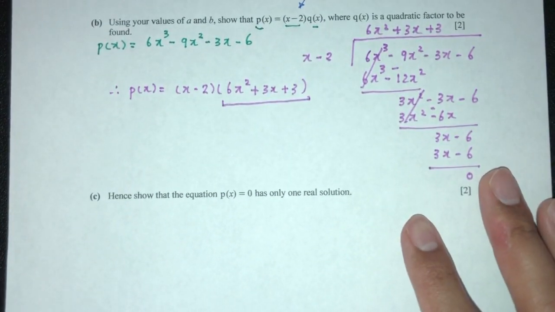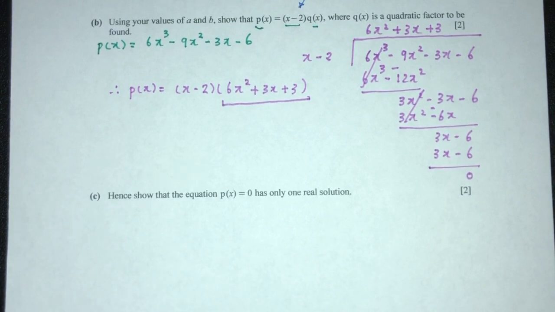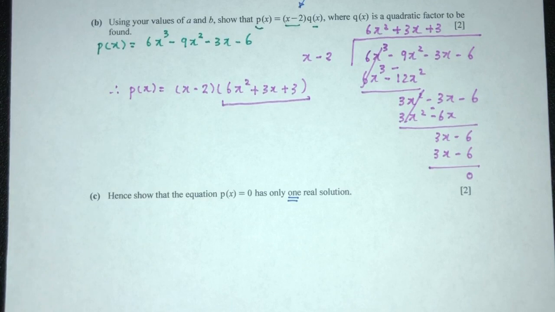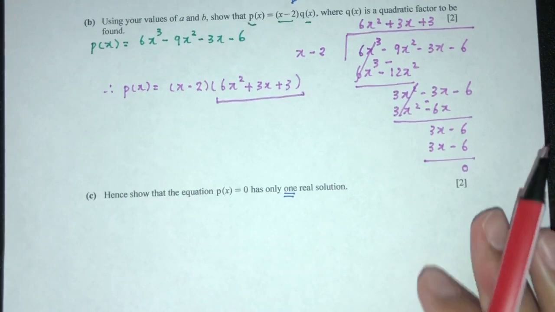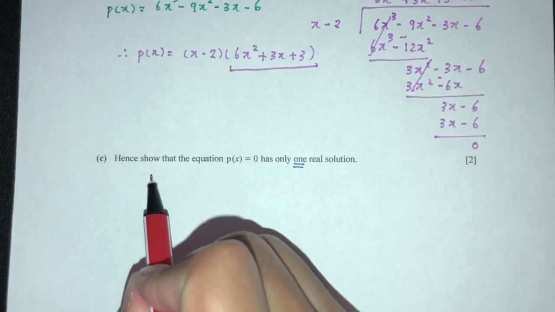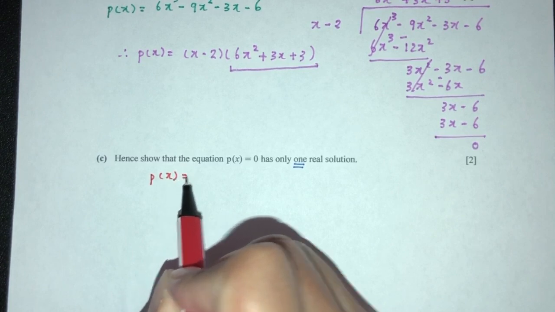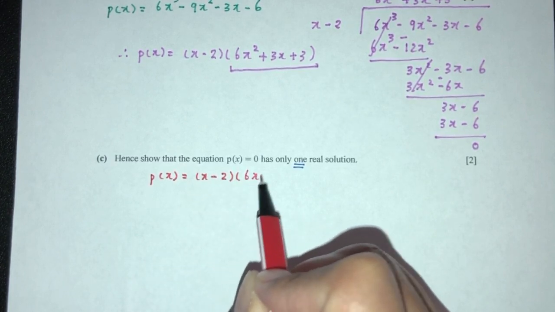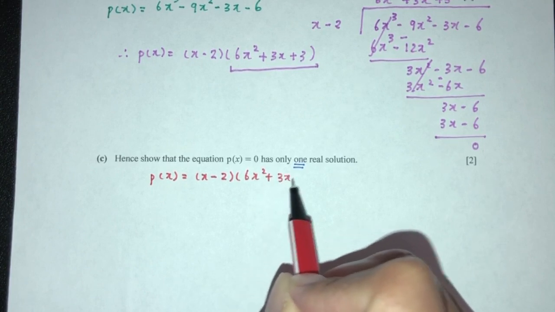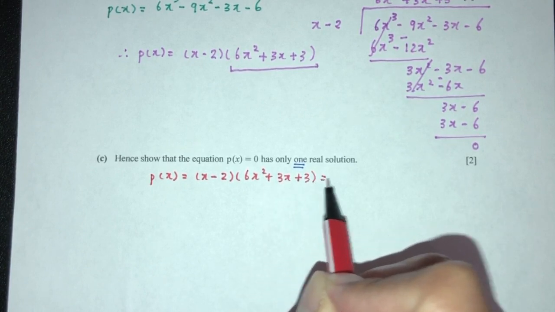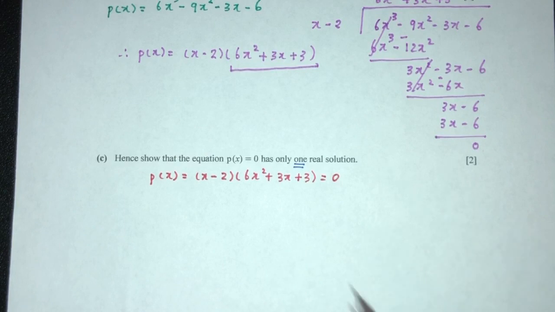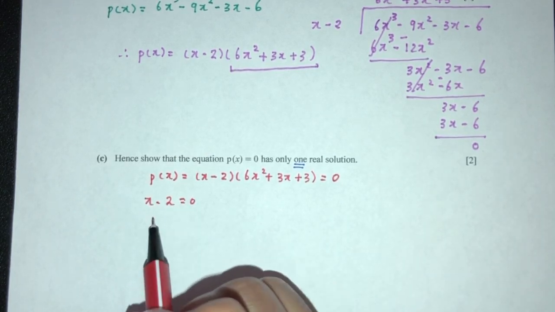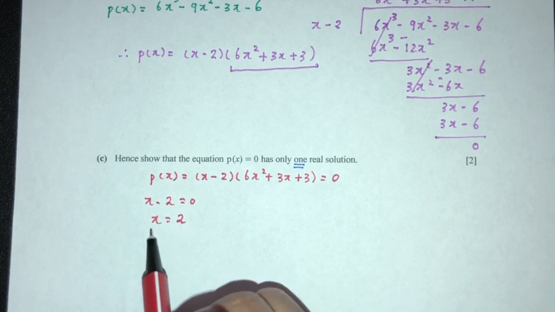Now for part C, we have to show the equation has only one real root. Okay, so let's show that. So this is the equation right now we have, which is p of x is x minus 2 times 6x squared plus 3x plus 3. Equate that to 0. So solving this equation, the first solution will be x minus 2 will be 0. x will be the value of 2. That is one of the solutions.